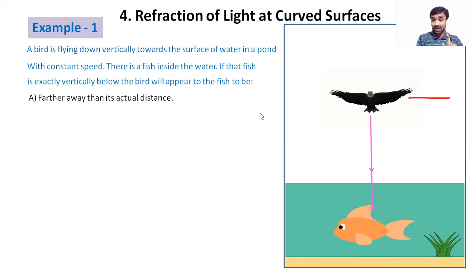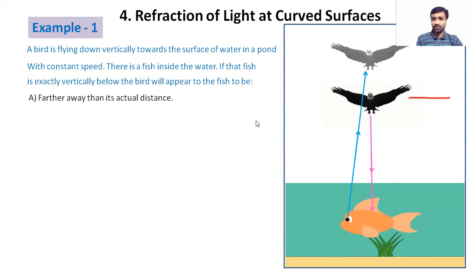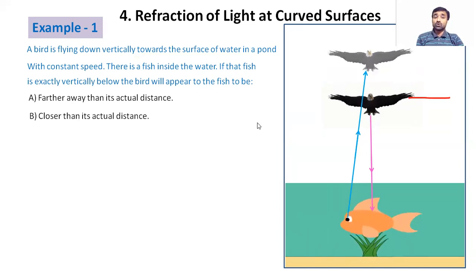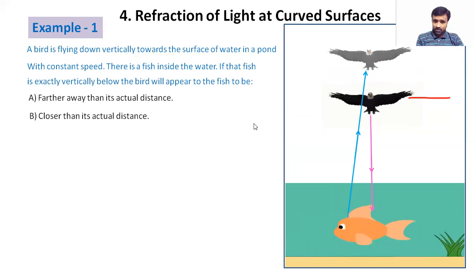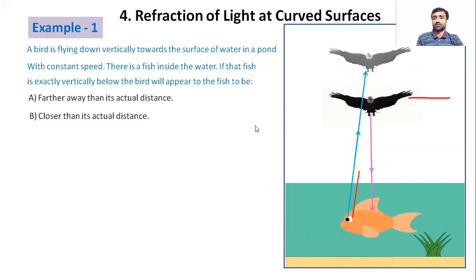As you observed the lemon in the glass of water, what you viewed was the image of the lemon. Like that, the fish will observe the image of the bird here. So if it is farther than its actual distance, the bird will appear to the fish here, right? If it is observed closer than its actual distance, then it will be observed at this spot. So these are the possibilities here.